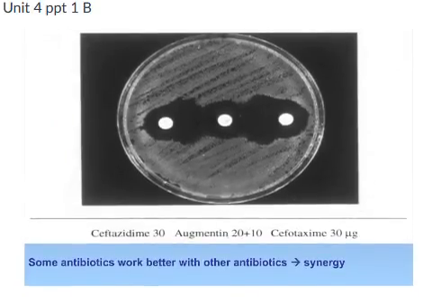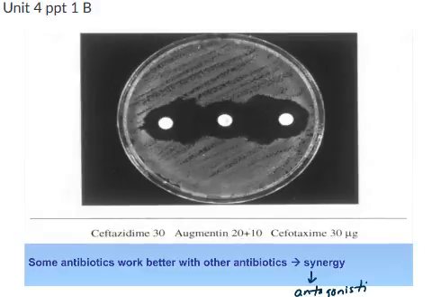So when you do drugs in combination with one another, there are some things that you are looking for. The two terms are synergy, and the opposite is antagonistic. So if a drug has synergy or synergistic properties, that means they work better with other antibiotics.